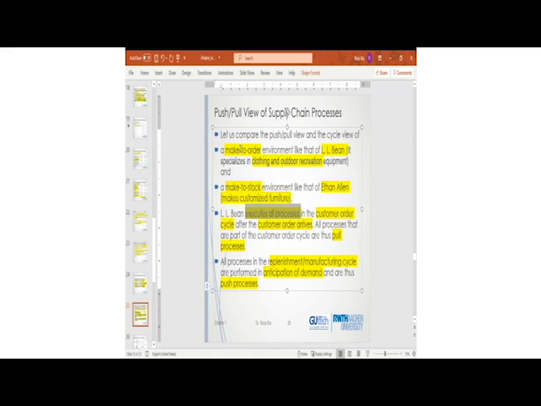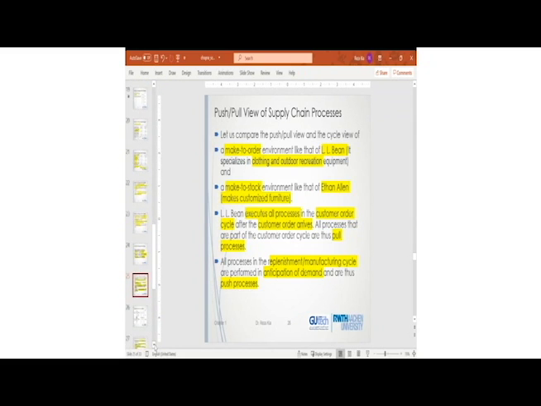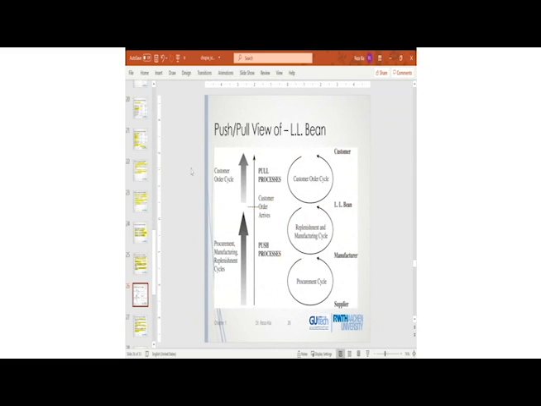So here, for example, in this company LLB, I think in the next figure I have put one good example. The replenishment and manufacturing cycle in LLB is in anticipation of the demand, and that would be a push process. I think if I go to the next figure, yes, here you go. You see, this is the LLB company. This is the company that is providing some kind of product.